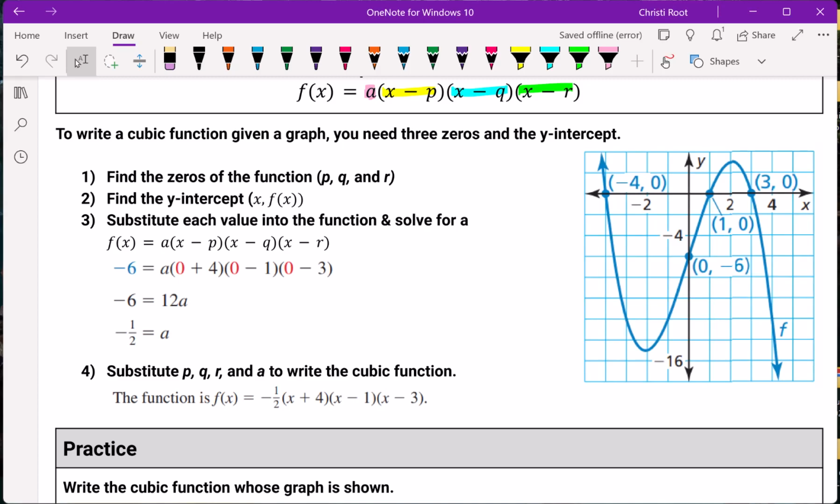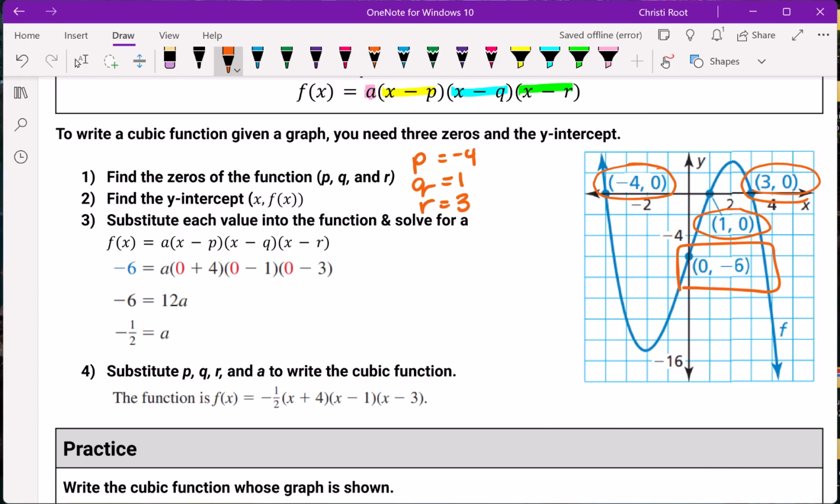So we've got 3 zeros. Here's 1, 2, 3. So your zeros are going to be -4, +1, and 3. What I would do is immediately label these. Not only do you need the 3 zeros, you also need your y-intercept. So this is the y-intercept. Now, you've got to be really careful how you label that.